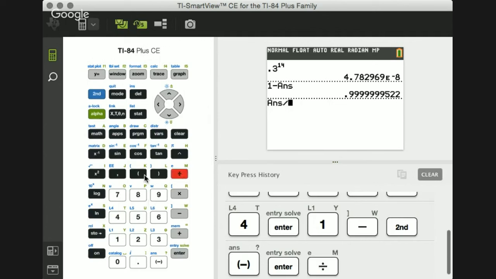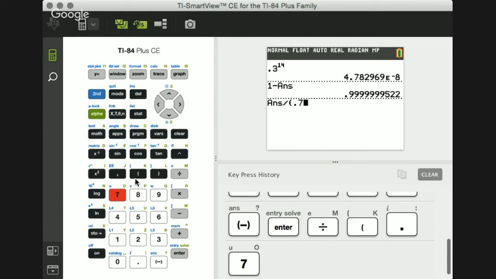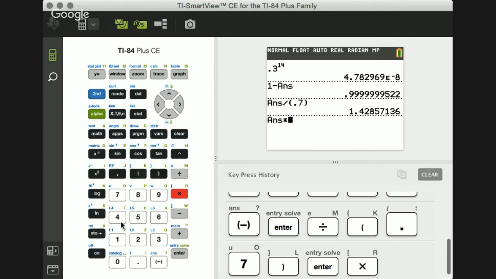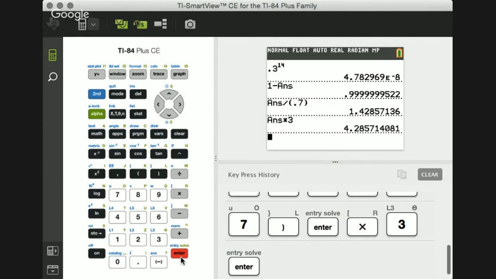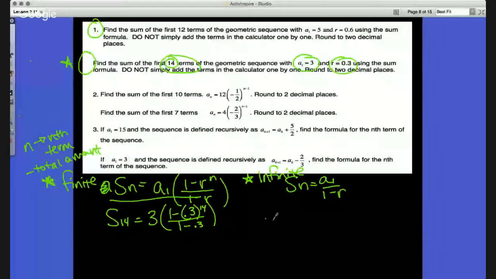Then we're going to divide this by 1 minus 0.7. We could do that in our head: 1 minus 0.3 is 0.7. So we're going to divide that by 0.7. And then we're going to multiply this by 3 to get our ultimate answer of 4.29 rounded. And so again, when I'm looking at something like this, what we're trying to come up with is the sum of this finite sequence. And so that's what we would be looking for on this one.